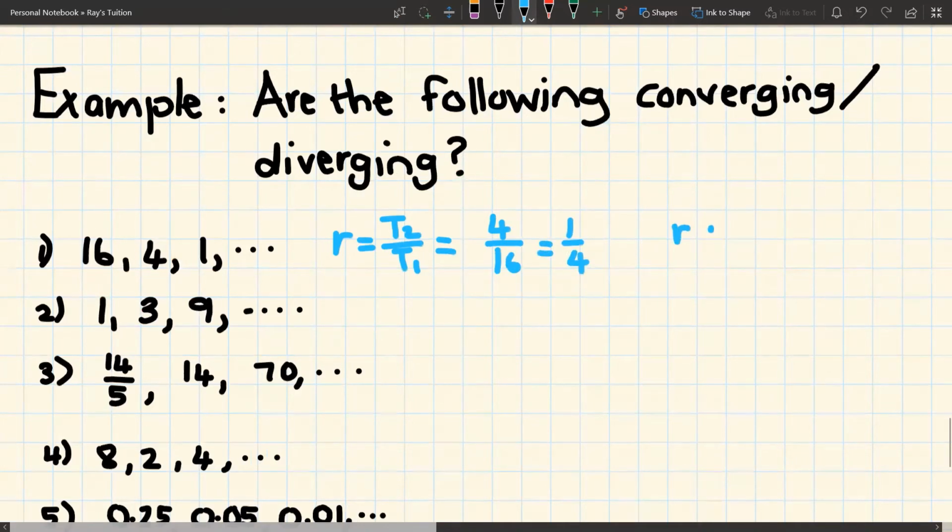Our ratio is between -1 and 1. Therefore, this pattern is converging. Let us do the next one.